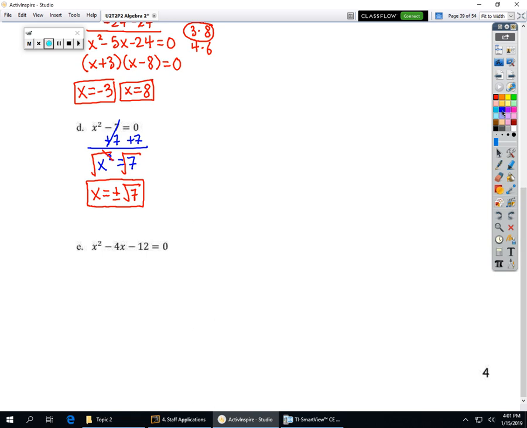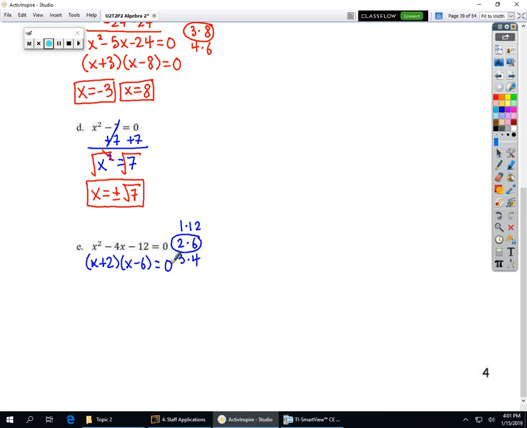And then last one here, this one is also a factoring problem. What multiplies to 12? We got 1 and 12, 2 and 6, 3 and 4. The only ones that make 4, 2 and 6. So let's factor this out. You've got x plus 2 and x minus 6 equals 0.